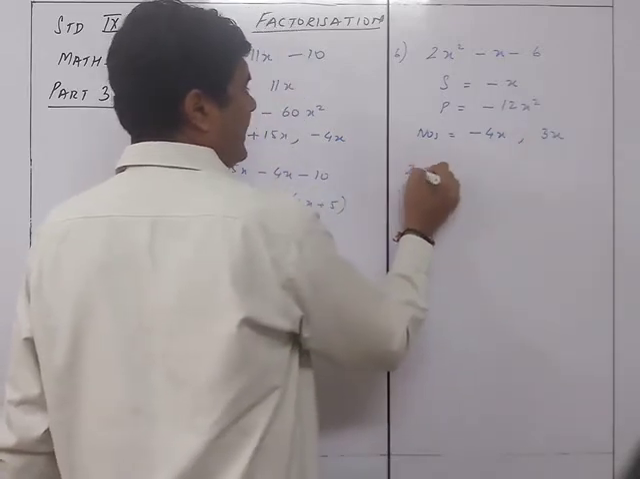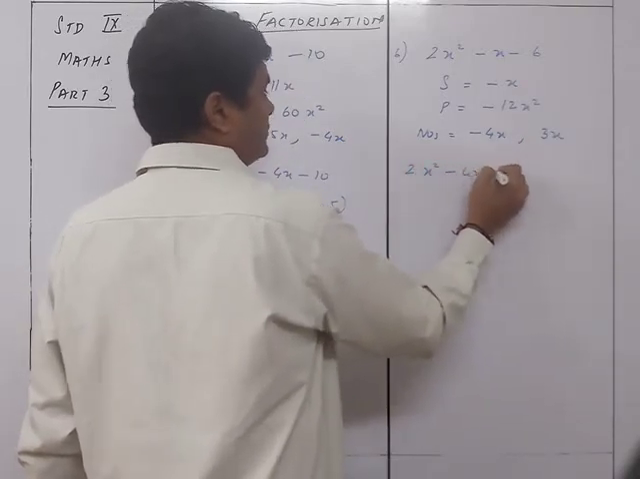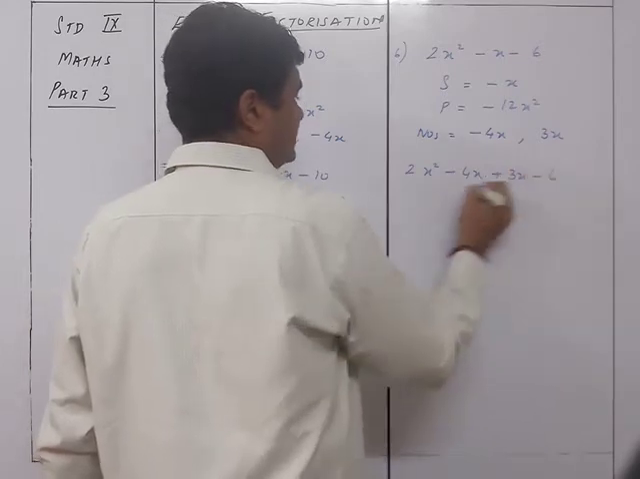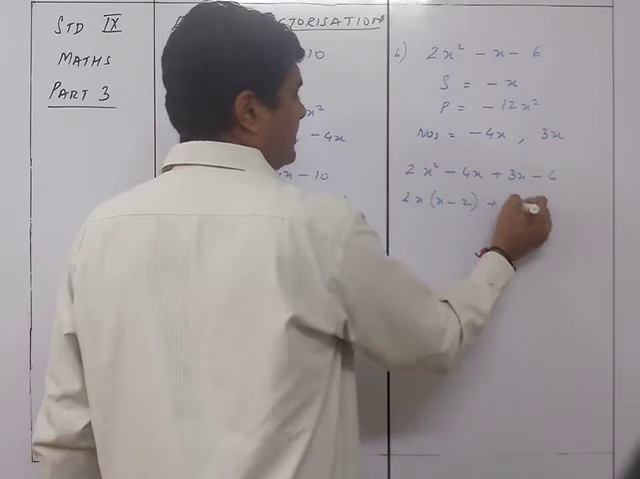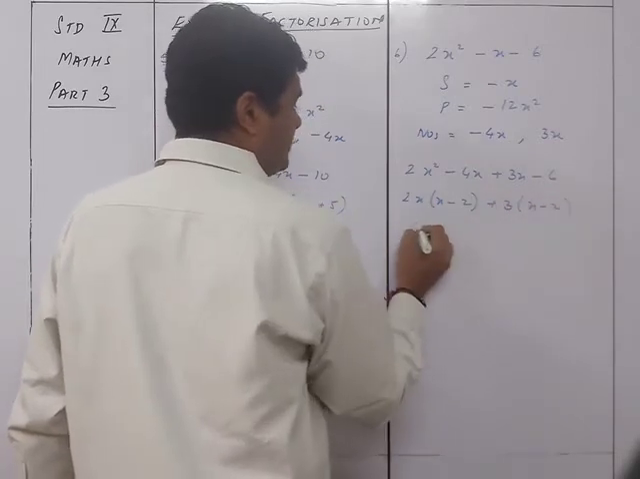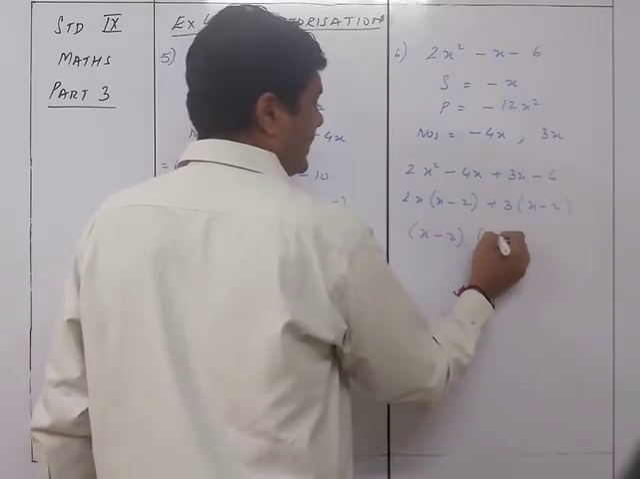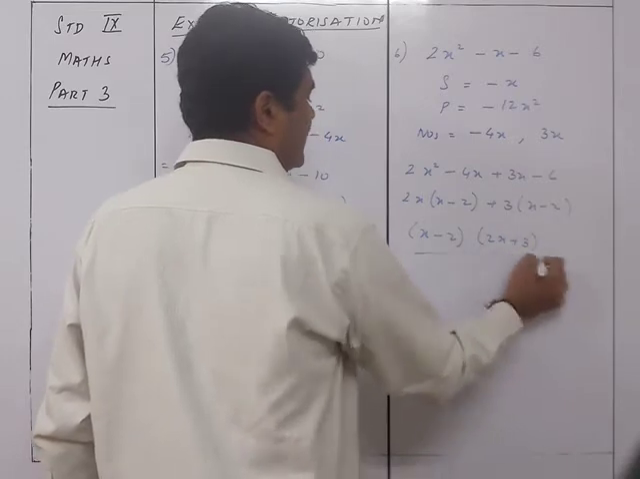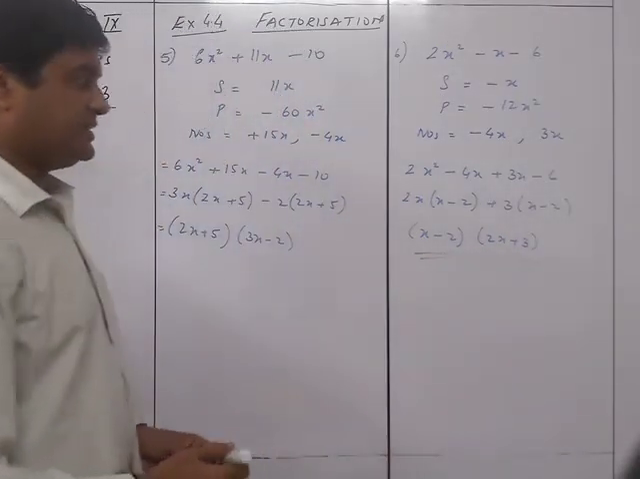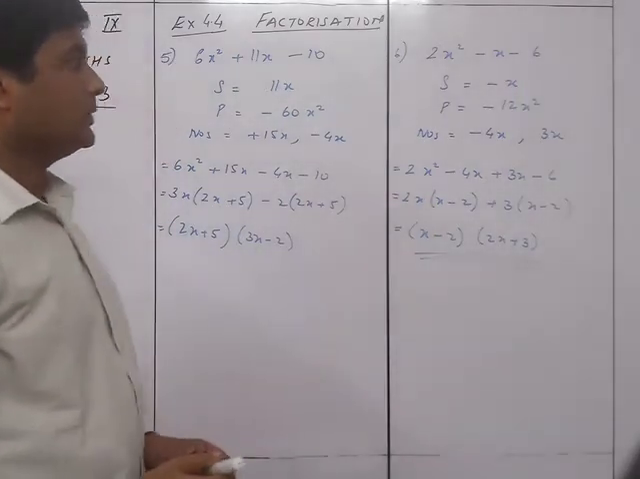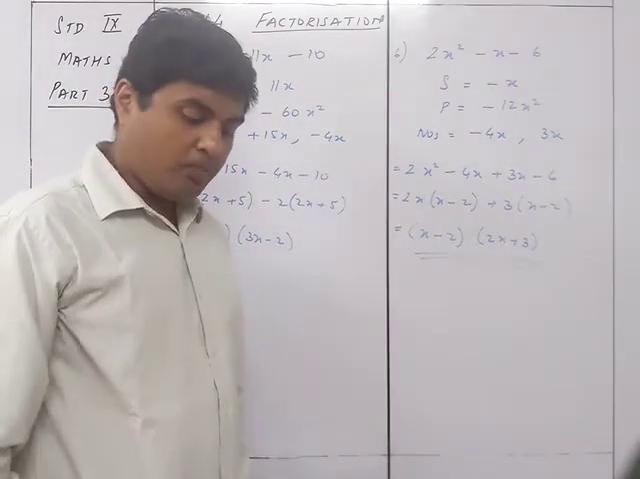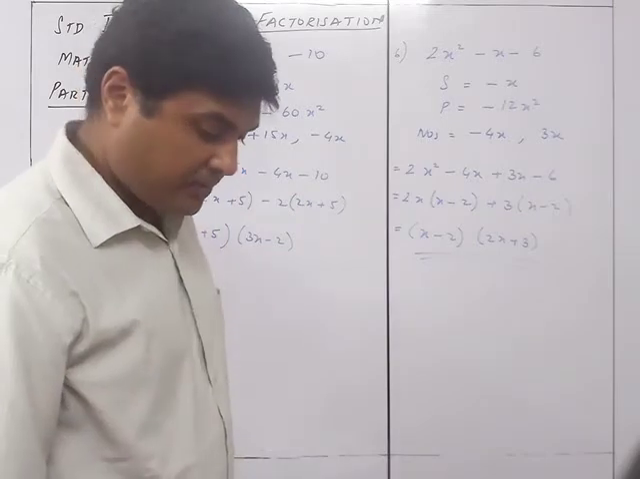So that is 2x square minus 4x plus 3x minus 6. So 2x common, x minus 2 plus 3 common, x minus 2. This gives me x minus 2 and 2x plus 3. So that's the answer for sum number 6. Clear? We now move on to sum number 7.